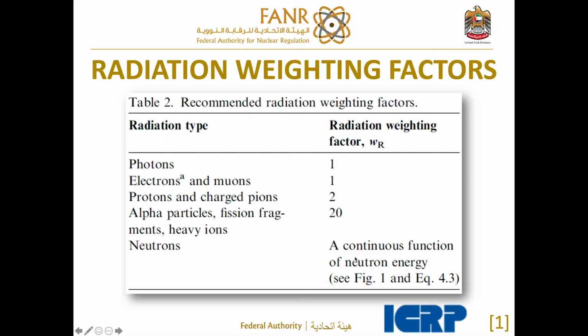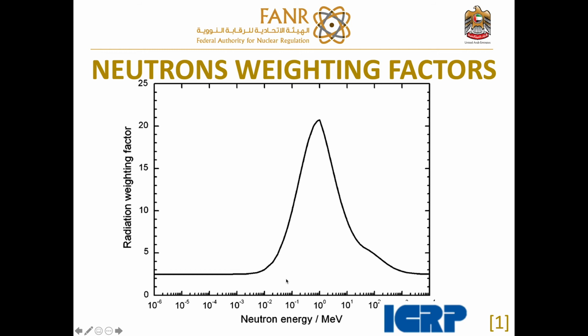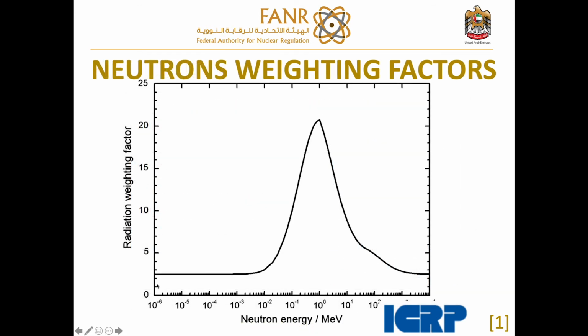Neutrons, well, neutrons, as usual, are a bit more complicated, so they have a curve which depends on the energy. Now, come back to the previous slide. No energy dependence for every particle, with the exception of neutrons. For neutrons, the weighting factor goes from this value, which is around 2.5, up to 20, actually more than 20, and then it drops down again for higher neutron energies to some units.